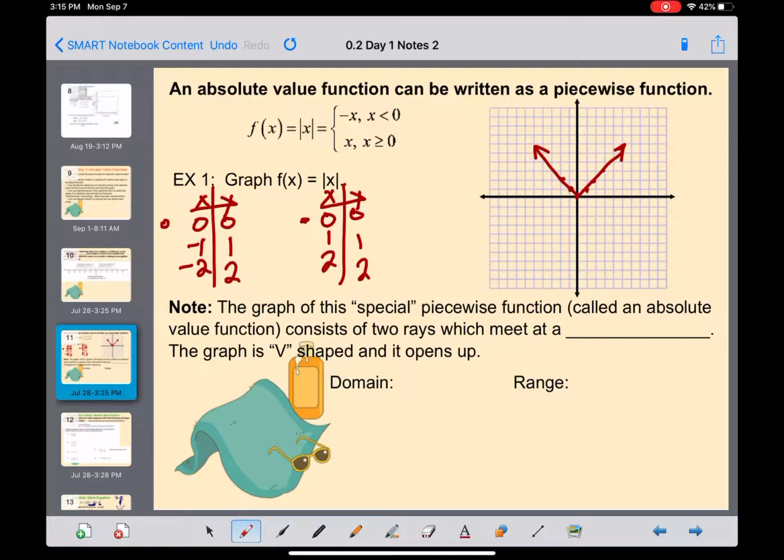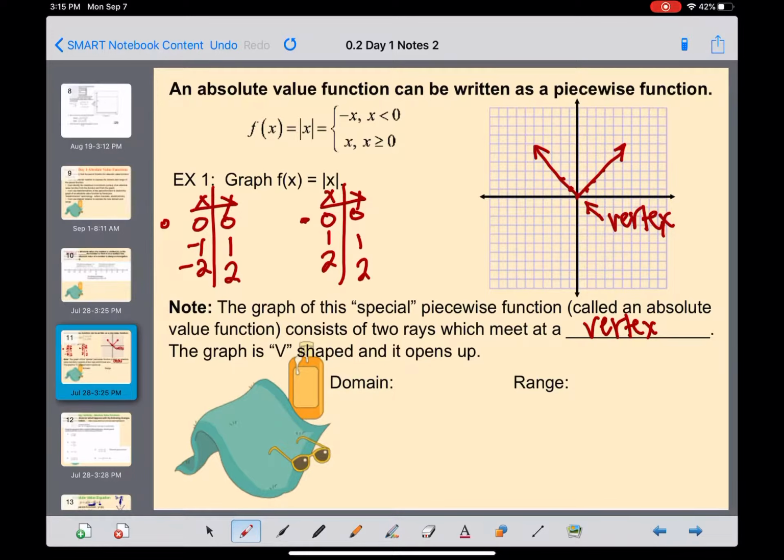What we can do is move this around and stretch and shrink and reflect. We can do a bunch of different things with this absolute value function to make it look slightly different, but it's always going to have that V shape. The graph is going to consist of two rays that meet at a vertex. So this point right here is called the vertex.